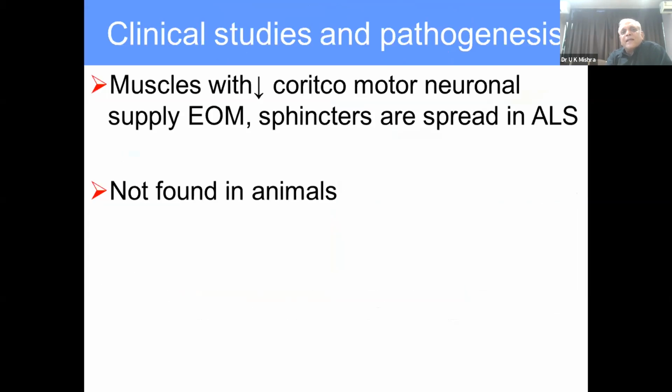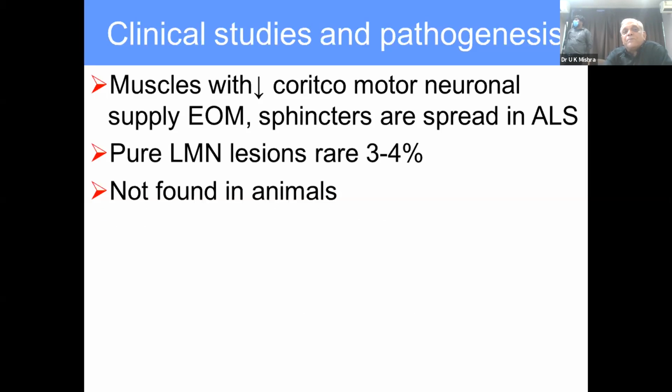And then, the muscles with corticomotor neuronal supply have selective involvement. For example, ophthalmoplegia does not happen in these. Sphincters are relatively spared, whereas voluntary muscles are mainly affected. Why? Then pure lower motor neuron lesions are very, very rare. And I told you that primary muscle atrophy is extremely rare in ALS. The majority of cases probably involve the cortical and the spinal neurons.